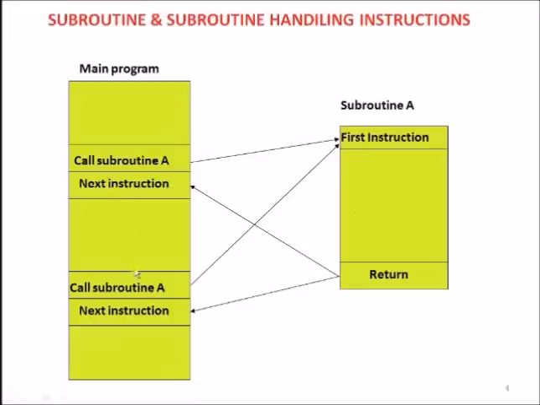Now the same thing happens here. As we have called subroutine A, the first instruction as well as all the instructions inside this subroutine A will be executed, and after executing the last instruction, the control will be transferred to the next instruction in the main program, from where it has to resume.